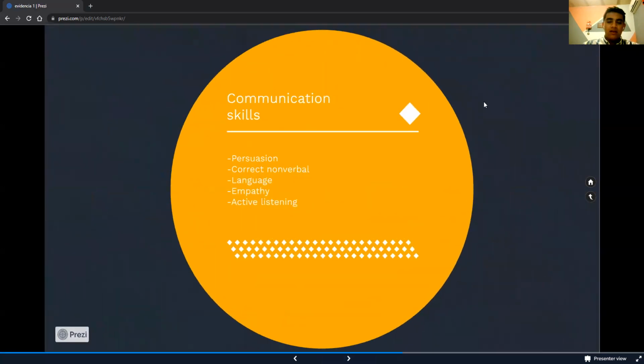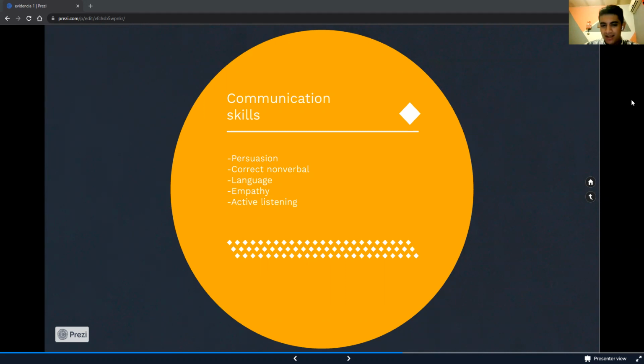The next step, I think, is the communication skills: the persuasion, the correct nonverbal language, empathy, and active listening. Here, I think the most useful or important of the skills is the correct nonverbal, because if you don't have this skill, I think you lose the power of your voice to communicate effectively what you are talking about.